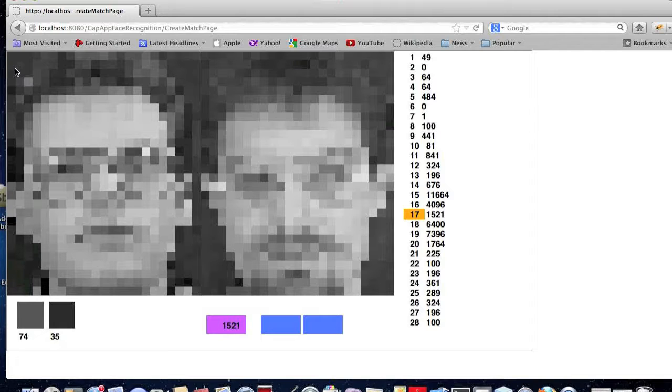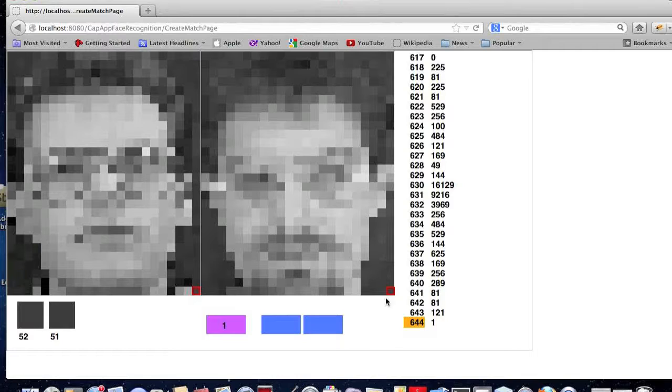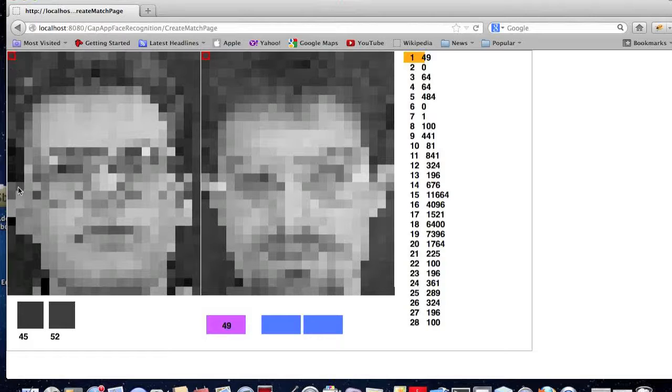Then we would add those together and take the square root, and that's how we get the distance between those 2 points. Well, this is exactly the same thing, except the difference is we have 1 all the way over to 644. So 644 is this one over here. 1 is over here, and it just kind of goes like this.